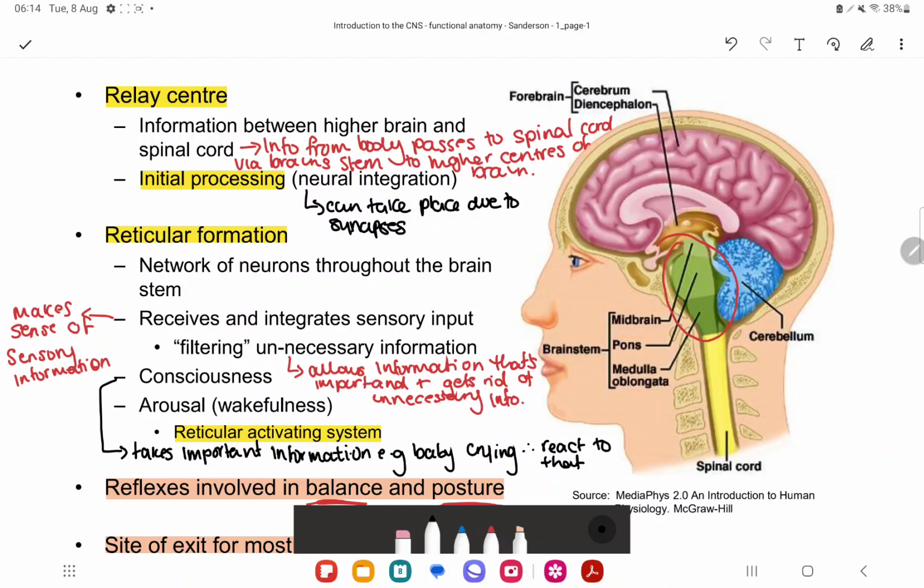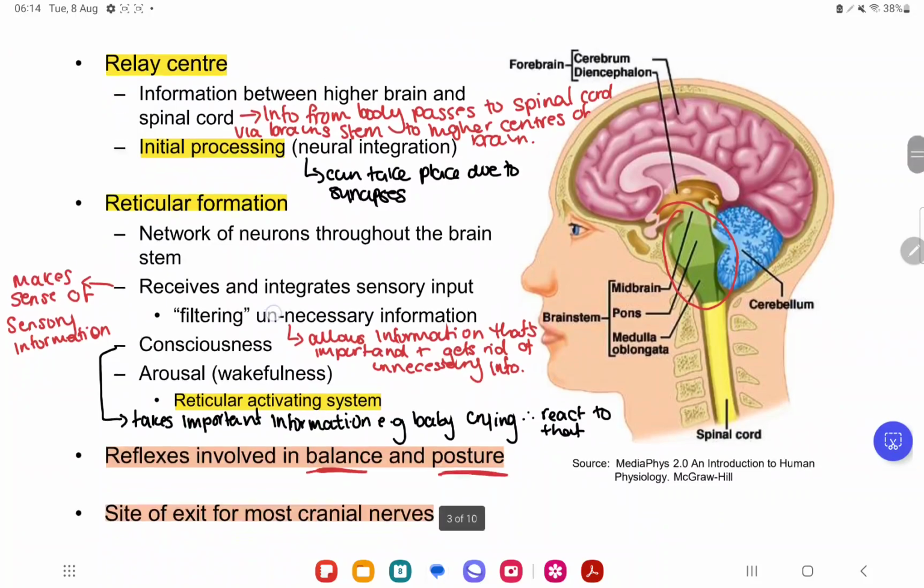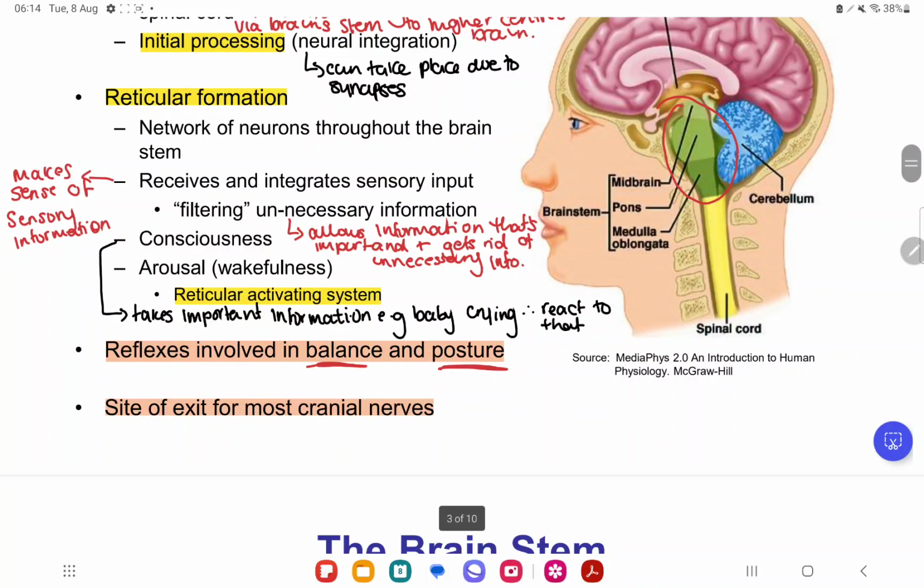Second thing is it's important in reticular formation. With reticular formation, the take-home message is that it is basically where you have a network of neurons throughout the brainstem. In reticular formation, this is where the brainstem receives and integrates sensory input. So what she means is that this is where the brainstem makes sense of all the sensory information. So that's what you need to know about reticular formation.